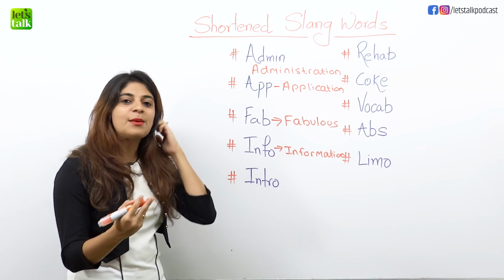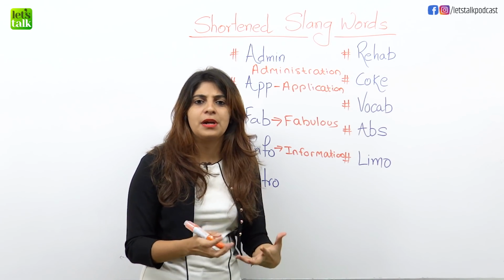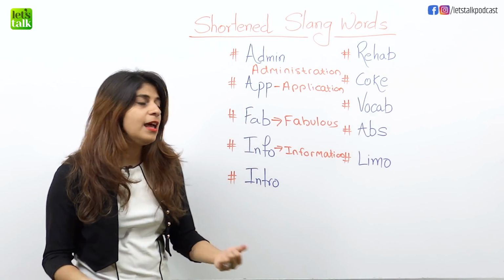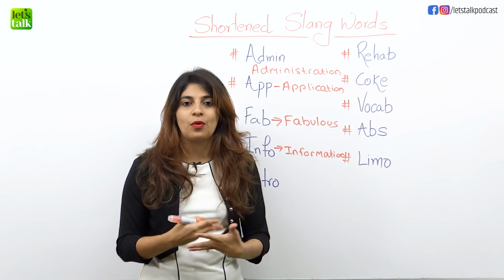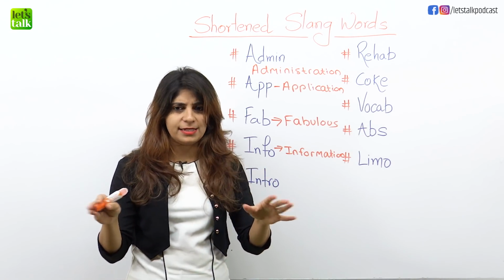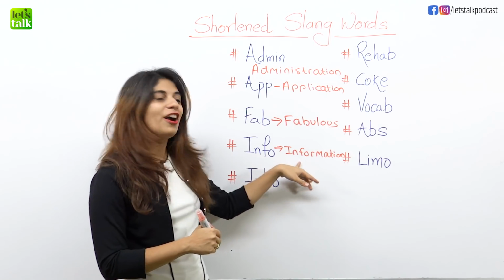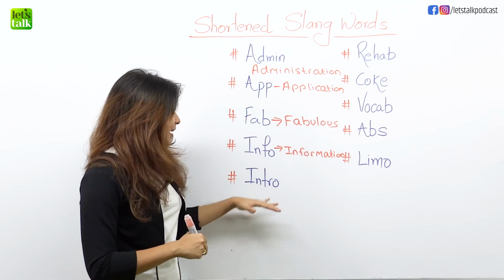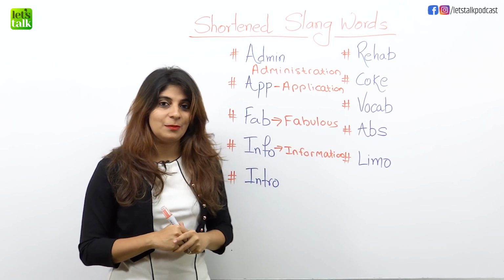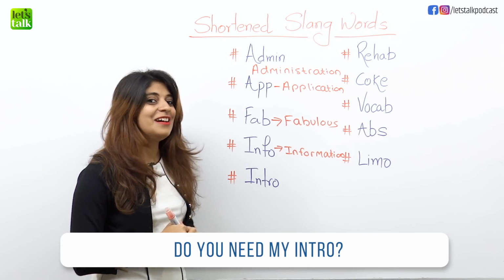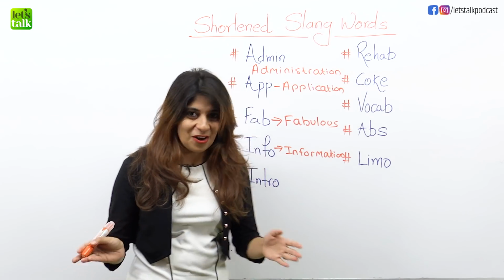So when you need some information from a certain department or from a certain person, you can always use the slang word info. They will get it. Yes, info is for information. The next one, intro. Do you need my intro? Well, intro is introduction.